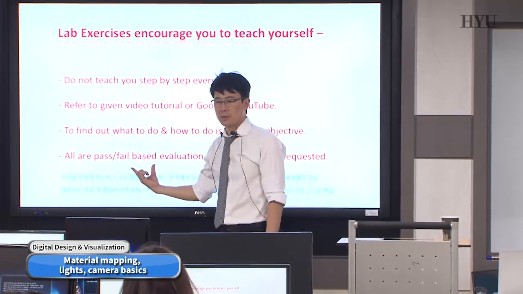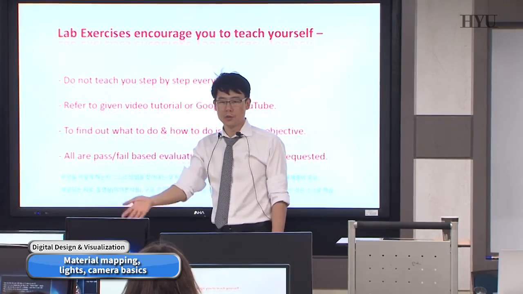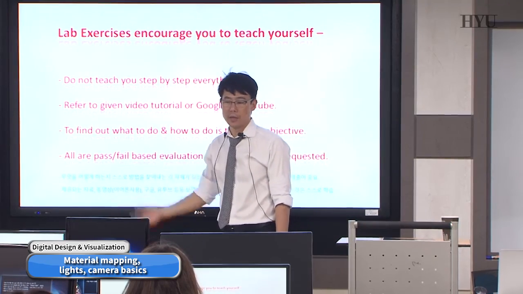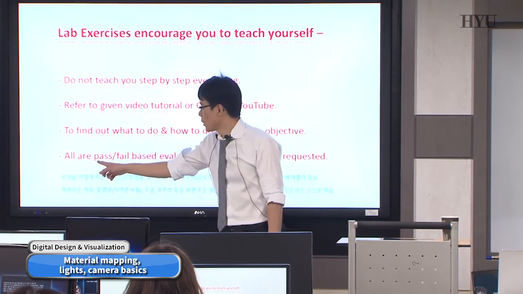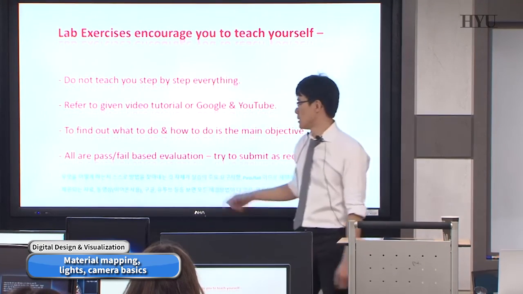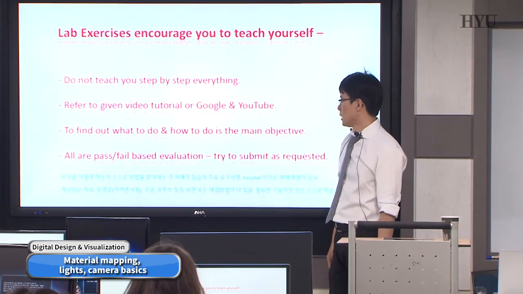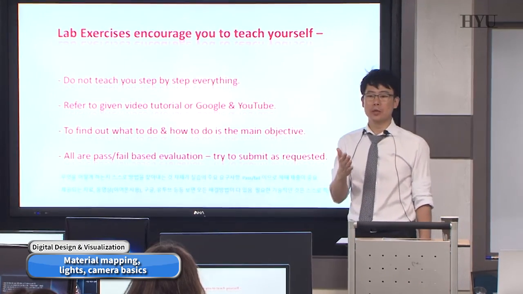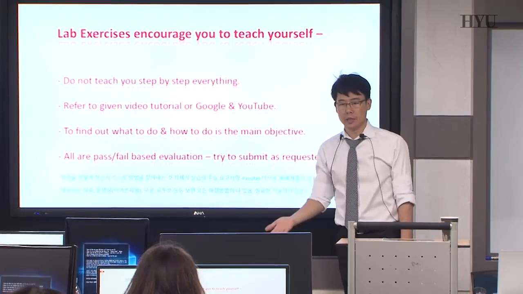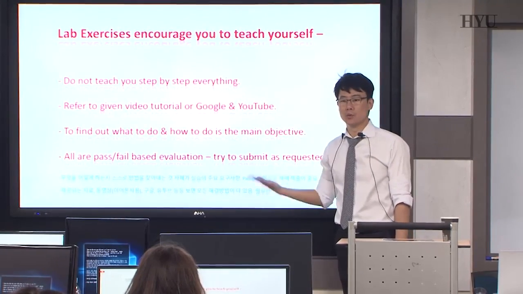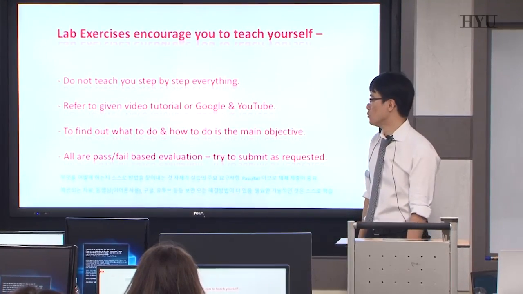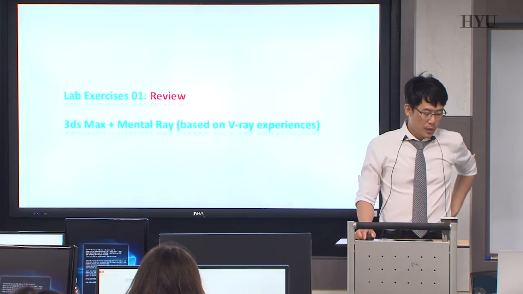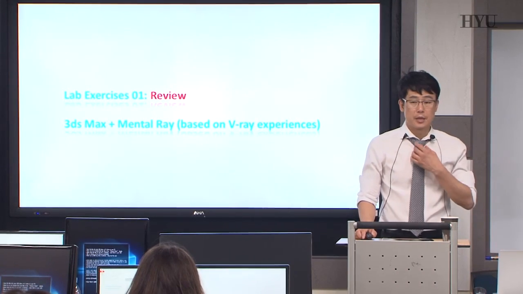It's pass-fail based. Submit, pass. No submit, fail, okay? If you fail to submit this week, submit next week, okay? So all the time, my lab exercise is always pass-fail based evaluation. Try to submit as requested, as required. So you have to take a careful look at page number 2, every time. What to submit, what to do, how to do. Finding based upon your own approaches and so on, okay? Okay, let's move to the lab exercise, okay?